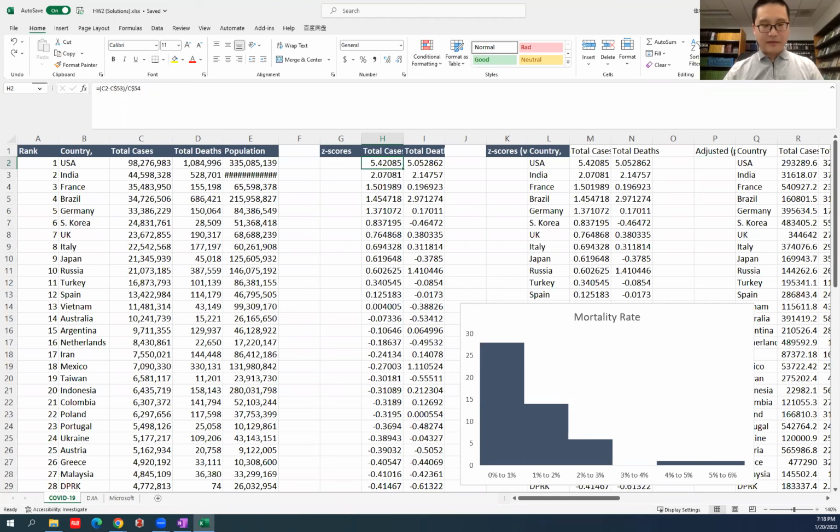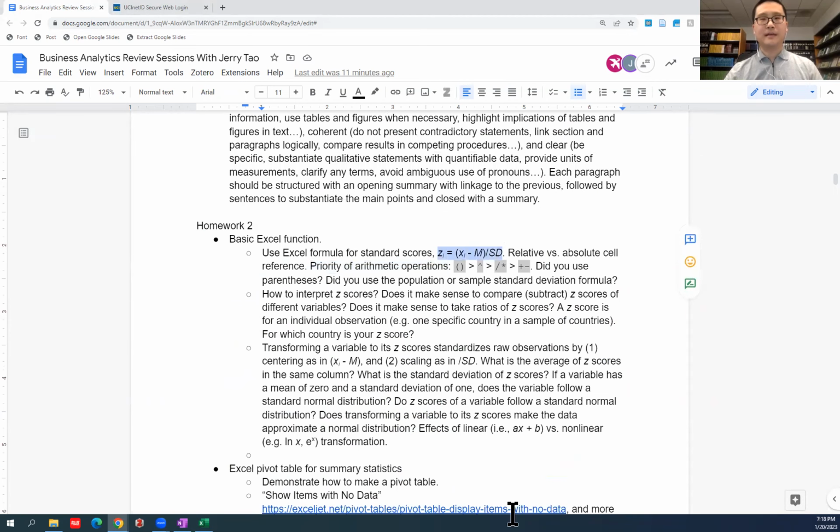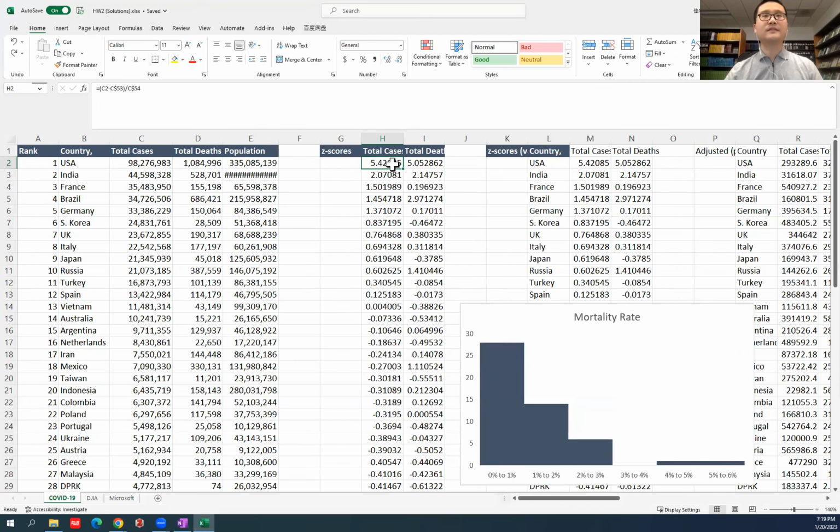So a good way to interpret a z-score is simply to follow the formula. Because we're calculating a z-score using this formula, we can find how we need to interpret it. So when we interpret a z-score, for example, 5.42 for the USA total cases, we would interpret the total number of cases in terms of the number of standard deviations an observation is different from the mean. In this case, the z-score we calculated for USA was a positive one.